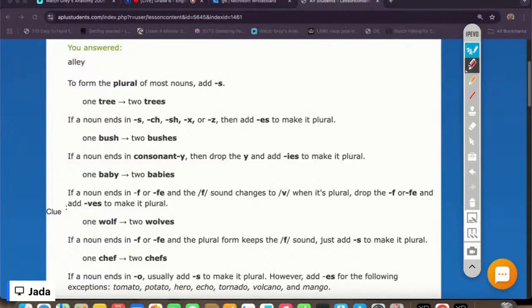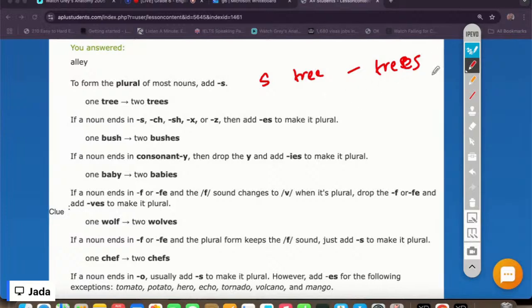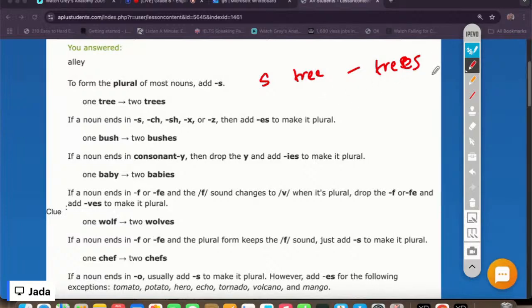Alright, so to form the plural of most nouns you need to add s. Of course, forming a plural is simply showing more than one, right? So you would add s to most nouns. So let's say you have three and you want to make it plural, you would have threes with s, okay? So if it's in one form and you want to make it plural.